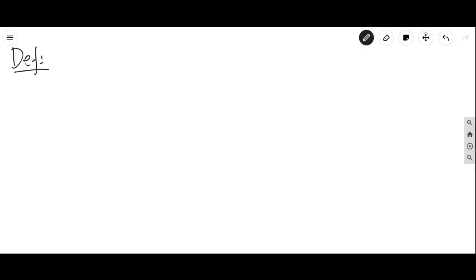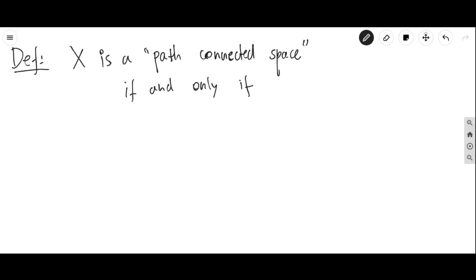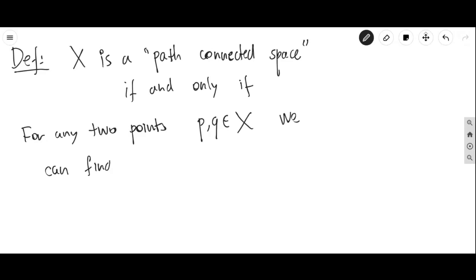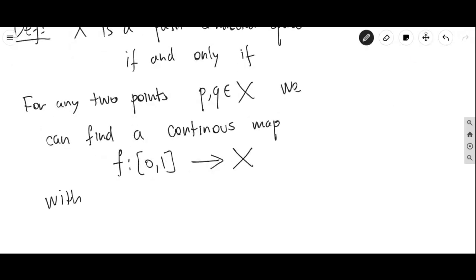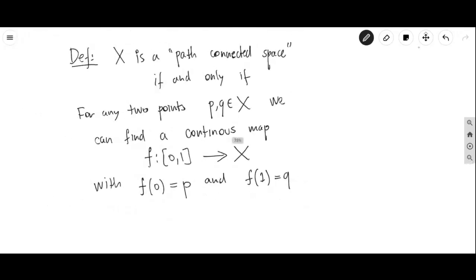So here is the definition. X is a path connected space if and only if, for any two points P and Q in X, so if you pick any two points in X, we can find a continuous map that takes us from the interval from 0 to 1 into our space X, with F of 0 being P and F of 1 being Q. So this is called a path-connected space.